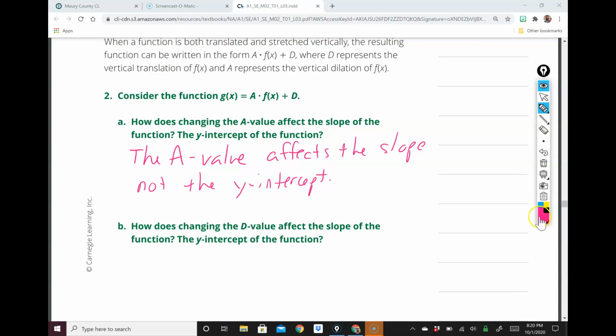Part B. How does changing the d value affect the slope of the function and the y-intercept? The d value does not change the slope or affect the slope, but it affects the y-intercept.